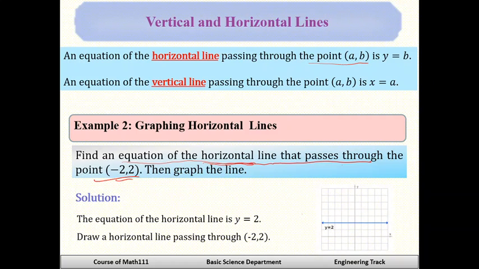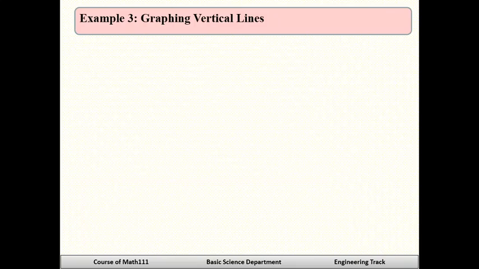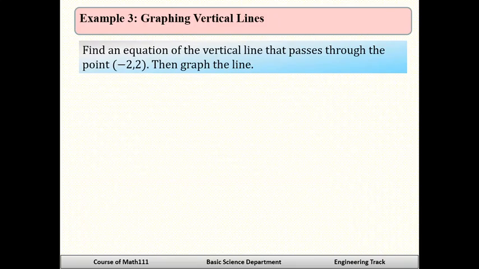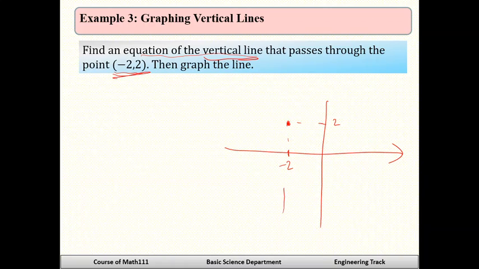So this is the case here. Okay, let's do example 3. Now this time, let's look at the vertical line passing through negative 2, 2, and find the equation and graph the line. I will go the other way: I will first draw the line, then write the equation. So negative 2, 2 is here. And we are talking about a vertical line passing through minus 2, 2. So it's a vertical line passing through this point.